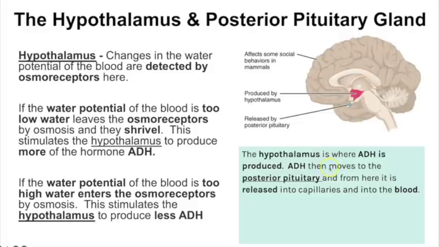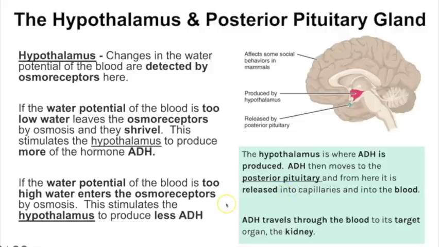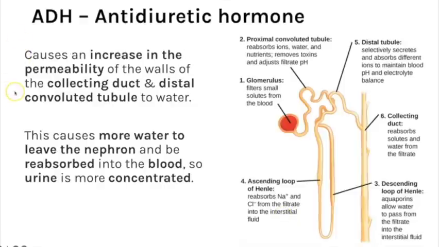So the hypothalamus is where the ADH is produced, but it then moves to the posterior pituitary, and from here it is released into the capillaries and into the blood. ADH travels through the blood and to its target organ, which is the kidney. Now, what that hormone does is it causes an increase in the permeability of the walls of the collecting duct and the distal convoluted tubule, so they're more permeable to water. And as a result, more water will move out of the nephron by osmosis and it's reabsorbed into the blood. So you'll have more water returning to the blood and more concentrated urine.